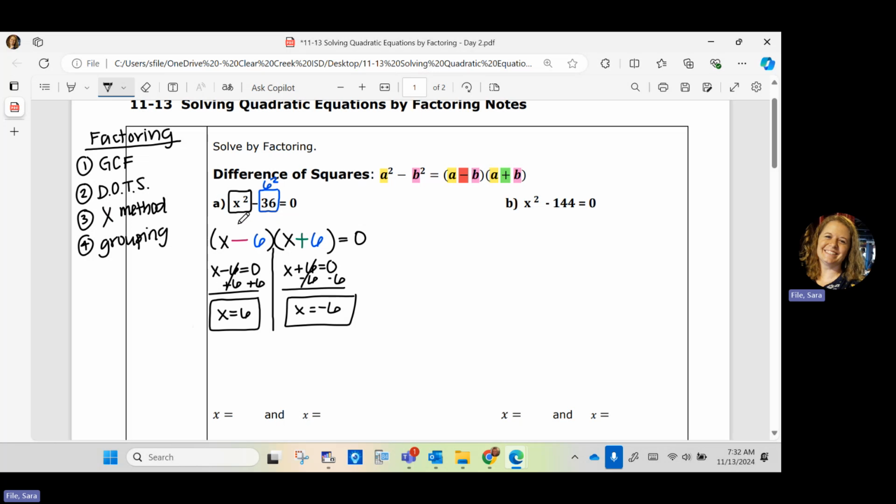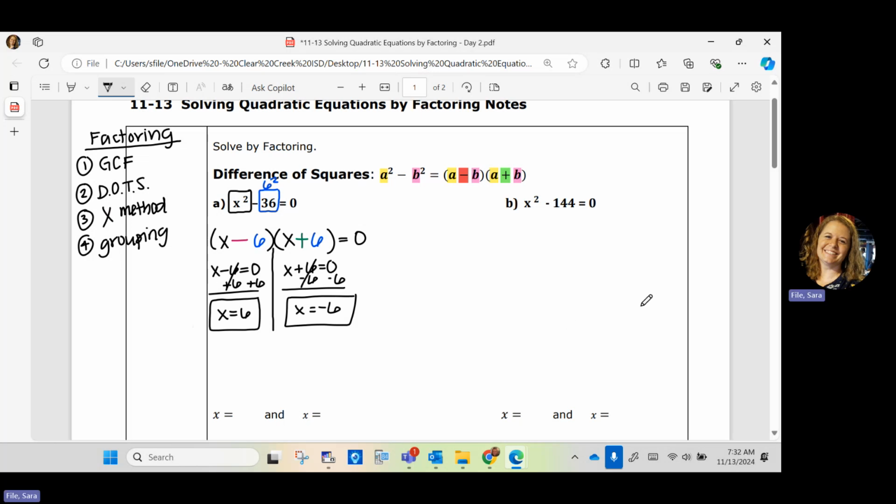Some of y'all can go straight from the factored form to the solution without having to show this work in the middle, and that's fine. If you're not to that point yet, that's okay too. Show that work so you understand where these numbers are coming from. And again, on the graph, what do these solutions represent? The x-intercepts. If I were to graph this in Desmos, I'm just looking for the x-intercepts. These are the points where the graph crosses the x-axis.